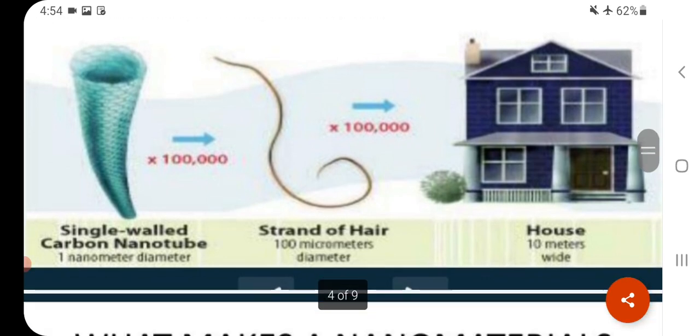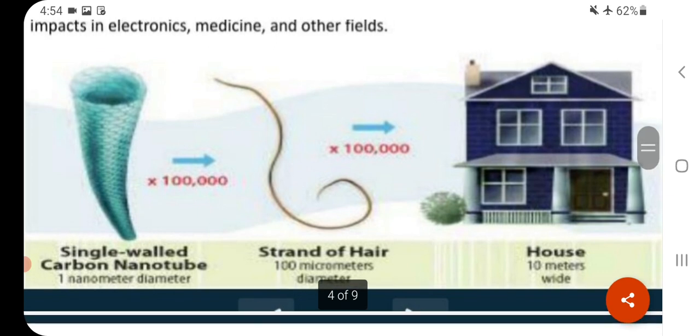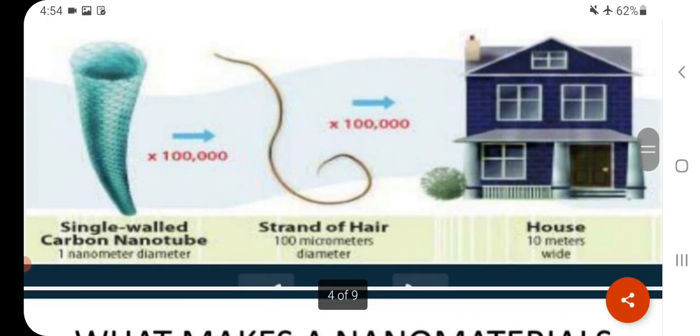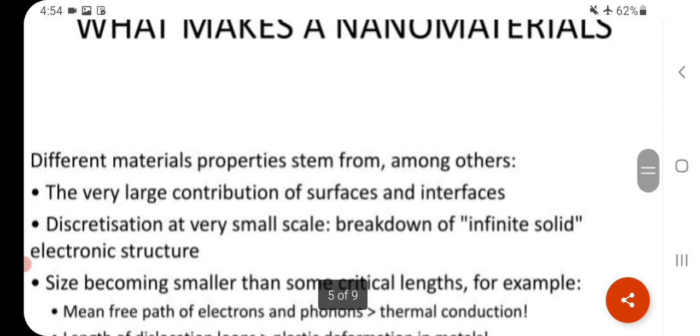These are the examples. The single wall carbon nanotube, 1 nanometer diameter. Strand of hair, 100 micrometers diameter. House, 10 meters wide. What makes a nanomaterial?